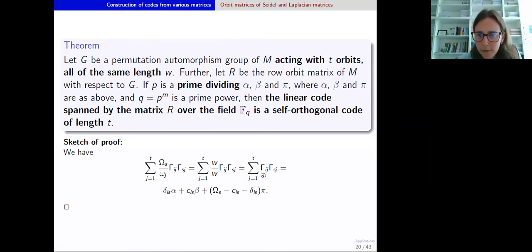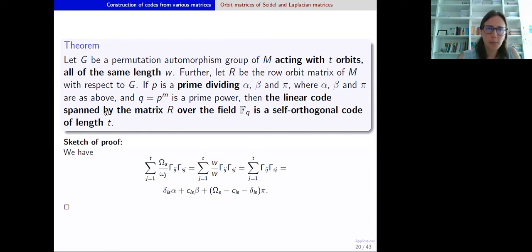You have that these sums are equal to this equation. So if you find a P to be a prime dividing alpha, beta, and p, what will you get? Actually, here you are multiplying the rows of an orbit matrix. So actually, if P is a prime power dividing this number, in the field in which we are building the linear code, it will be 0 modulo Q. So it means actually that you have a self-orthogonal code. And this is a very, very nice technique.